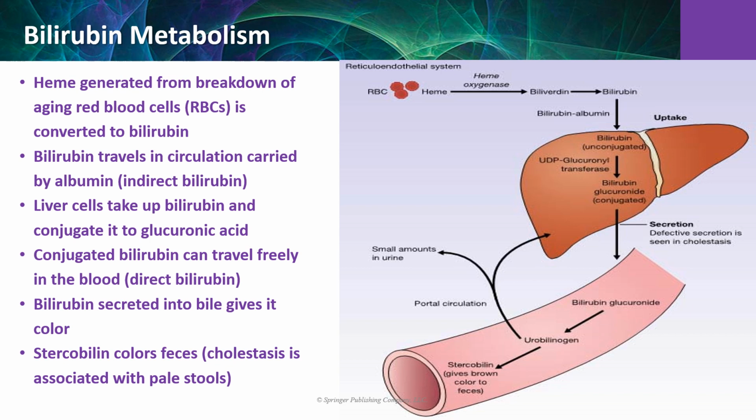Hemolytic anemia is a common cause of excess production of bilirubin. Lab measurements of conjugated and unconjugated bilirubin are used to determine the cause of jaundice and the site of liver impairment.